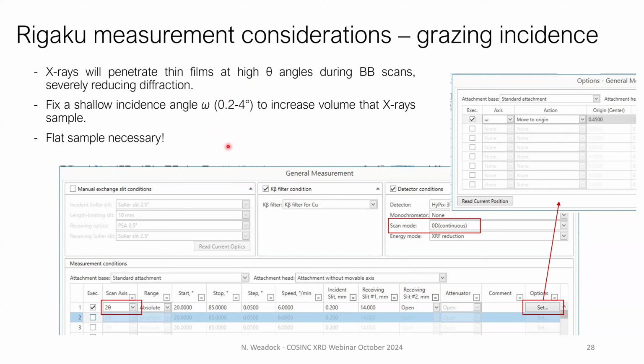And you want a very flat sample for this, because you'll need to set your incidence angle and make sure you're not just hitting different parts of your sample. You want to capture the full illumination. To set the incidence angle, you're going to go into the Set button under Options. You'll make sure that the first row is selected and the axis you are setting is omega, changing the origin to the incidence angle you would like. In this case, it's 0.45 degrees.